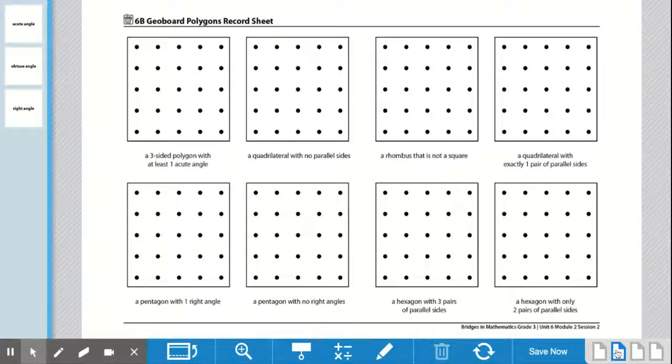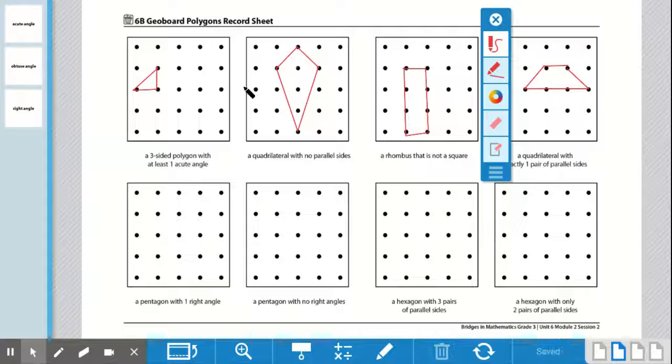I'm going to go with the first sheet. And I'm just going to do the first 4 as an example. The main tool you're going to need right here is this pencil. A 3-sided polygon with at least one acute angle. So I'm going to take it and I'm going to connect the lines. Actually, so this one I can just draw up. That looks a little wavy. I'm going to do this one over here, which is the line, and I'm going to connect one to one side, the other, and there.